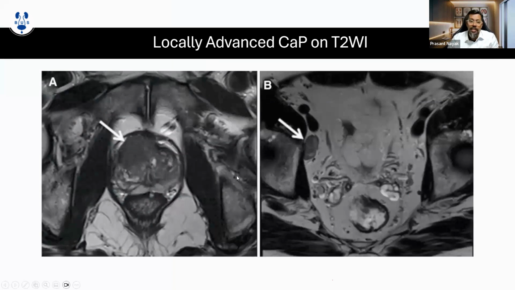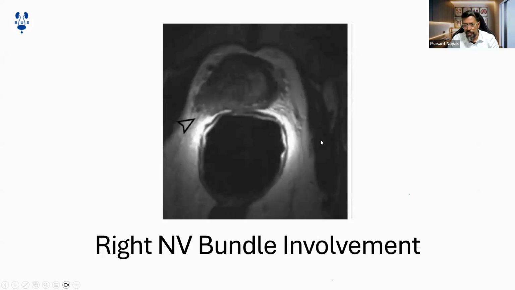So here you can see, again, this is a lesion primarily arising from the transitional zone, entering into the anterior fibromuscular stroma, and it's a diffuse lesion here. You can see it is still confined within the prostate. So it's a T2 lesion, probably involving both the lobes, so it would be T2b, but not breaking through. There is no extracapsular extension here. Still the capsule is intact here, but entering into the AFS. So this is the lesion here. A lymph node also can be detected on T2 weighted imaging.